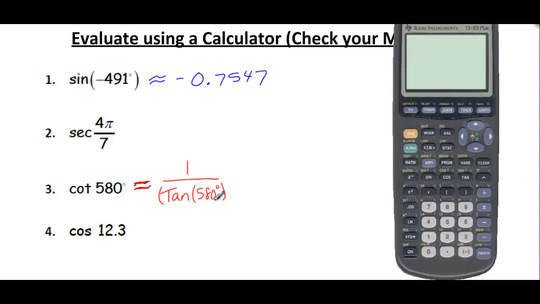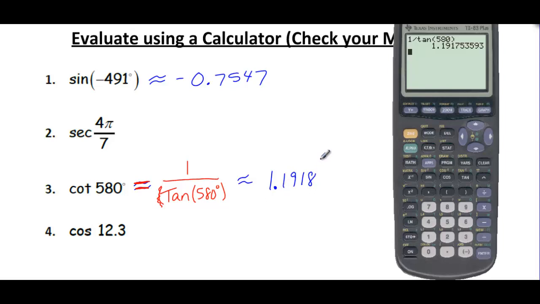And actually, I think your calculator just puts the parentheses there, so you probably don't need one here. So I'm going to type in 1 divided by, hit tangent 580. Again, it knows it's degrees. And that's now going to give me my approximation. 1.191, and I'm going to round that to 4 decimal places. That would round to an 8.